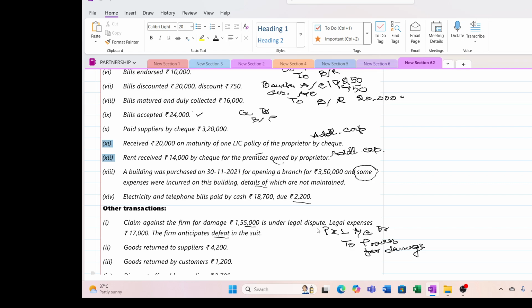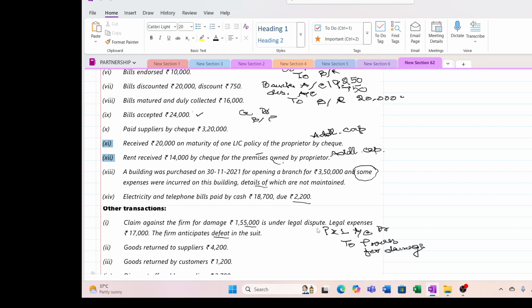So the firm anticipates, meaning Mr. Anup's business anticipates defeat in the suit. He cannot win this case. So he may have to pay 1,55,000. It is almost certain. It is not a contingent liability. May happen or may not happen. It is not like that.